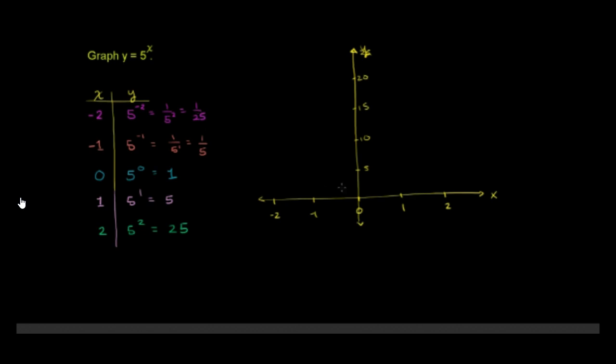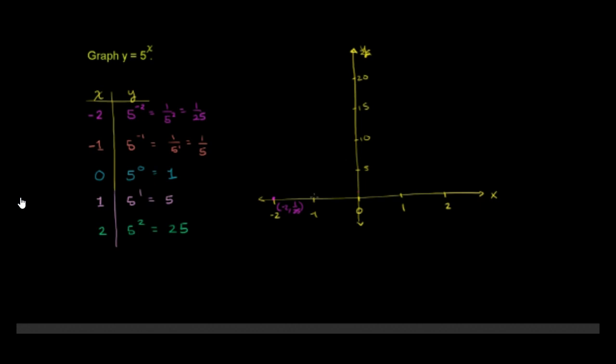So now let's plot them. Negative 2, 1/25. 1 is going to be like there, so 1/25 is going to be really, really close to the x-axis. That's about 1/25. So that is negative 2, 1/25. It's not going to be on the x-axis. 1/25 is obviously greater than 0. It's going to be really, really close. Now let's do this point here in orange. Negative 1, 1/5.